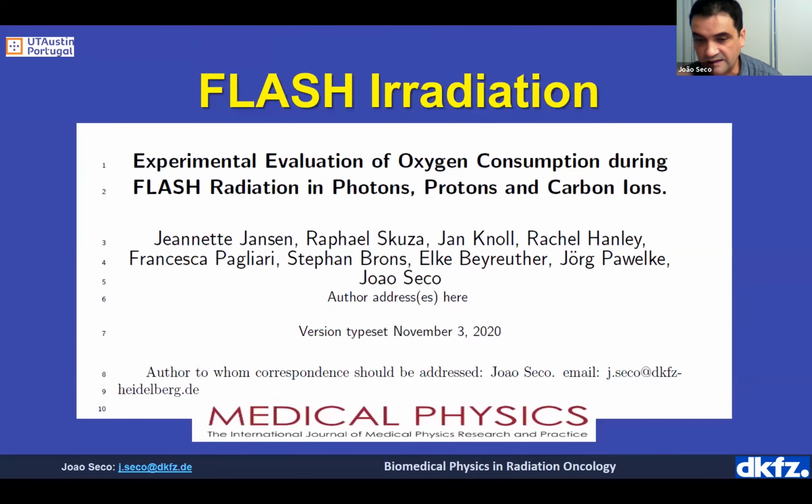So our study was published recently in Medical Physics, and we had submitted it late last year in December. And what we did is we went and measured the amount of oxygen that was present during flash radiation of 3 types: photons, protons, and carbon ions. We wanted to check, is there oxygen at the time or during flash?